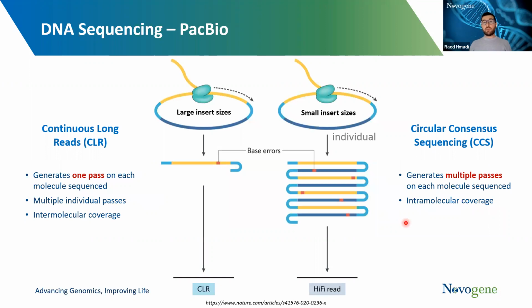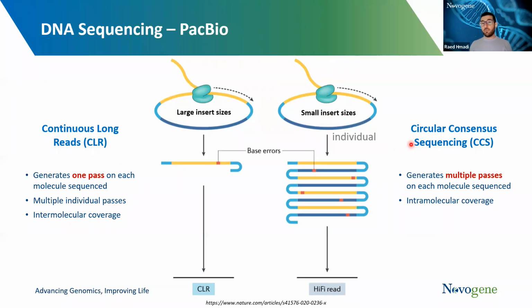One of the main advantages of sequencing with PacBio is the possibility to choose between two different sequencing modes. The first one is called continuous long reads, or CLR in short, that is more compatible with large insert sizes. If we decide to use the CLR mode for sequencing, what will happen within the instrument is that the DNA polymerase will sequence each DNA fragment only once. On the other hand, the second sequencing mode is called circular consensus sequencing, or CCS in short, and that is more compatible with small insert sizes.